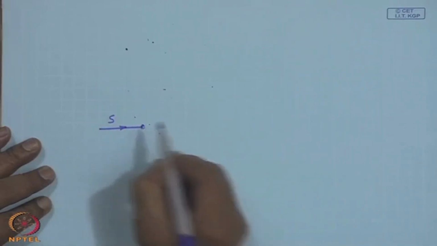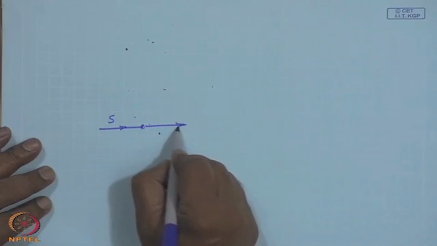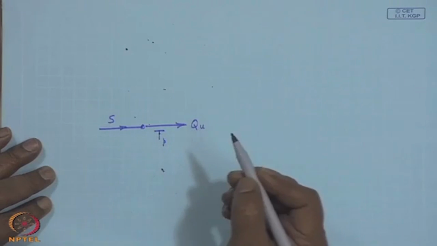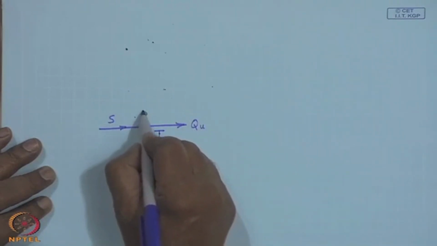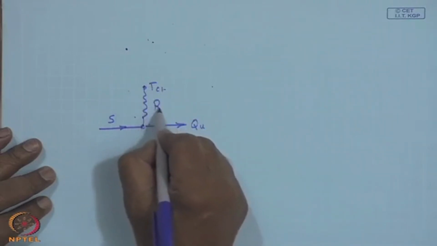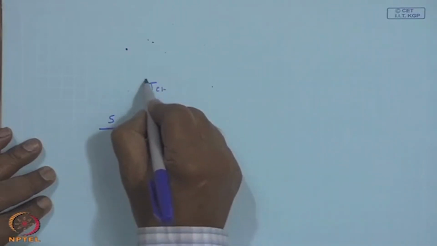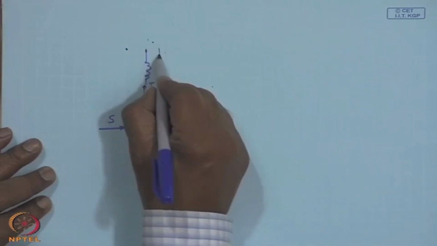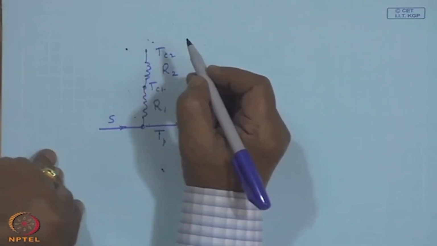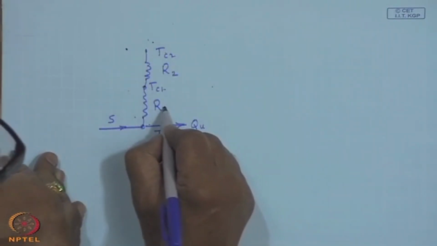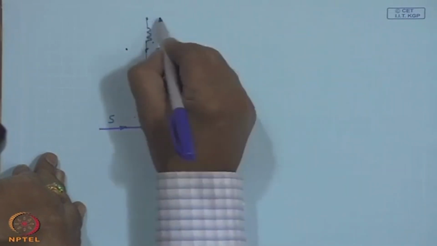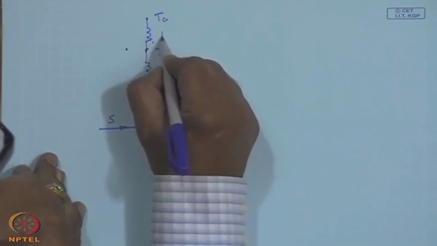S flowing in at T p, Q u the useful energy gain, this is T c 1 and resistance of R 1, this is T c 2 and a resistance of R 2, I am sorry, this is R 3, T a, this will be R 1.